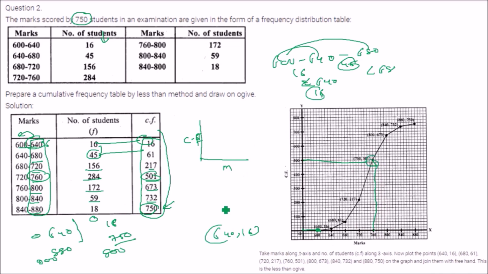This is another point. Let me make one more point. x is 880 and y is 750, so this is somewhere here. Just join these points. This is your third point, and draw it freehand. This is your ogive. So this is how we have to make it.